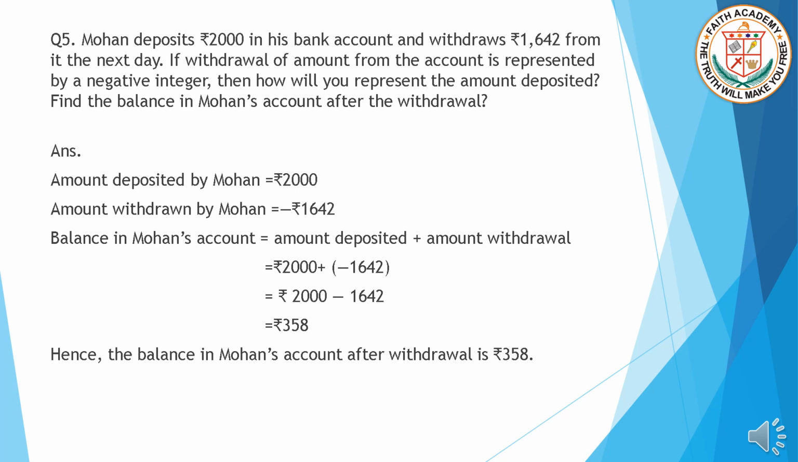So in this case, the next step comes out to be rupees 2,000 plus negative 1,642. Here again we will use the rule of sign because two signs are coming together. Positive and negative becomes negative. So 2000 minus 1642, and our answer comes out to be rupees 358. So the balance in Mohan's account after withdrawal is 358 rupees.